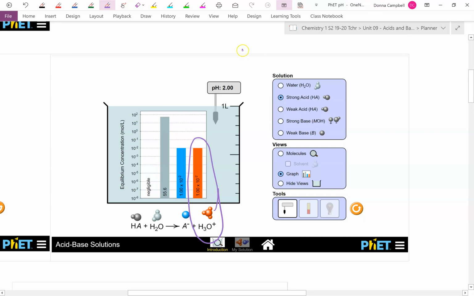concentration. So pH is always equal to the negative log of the H plus concentration. So pH is equal to the negative log of 1 times 10 to the negative 2. When you put that in your calculator, it's positive 2. Okay?